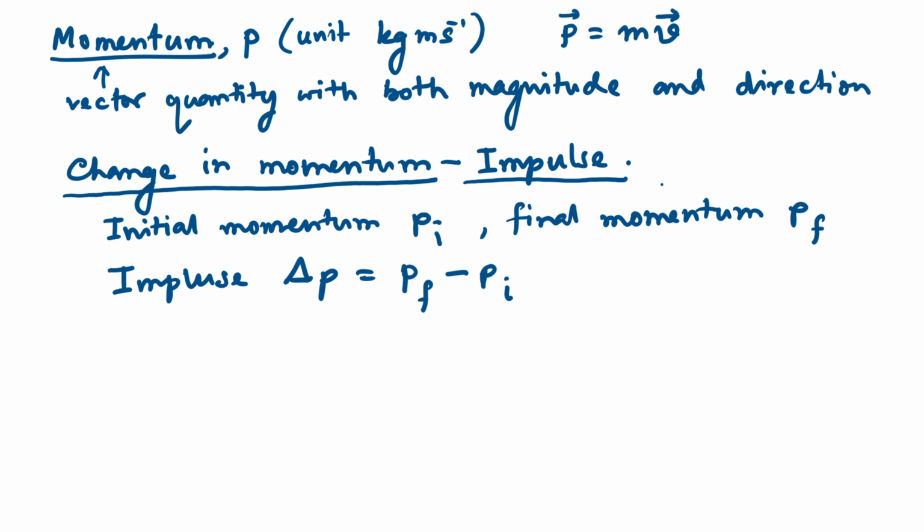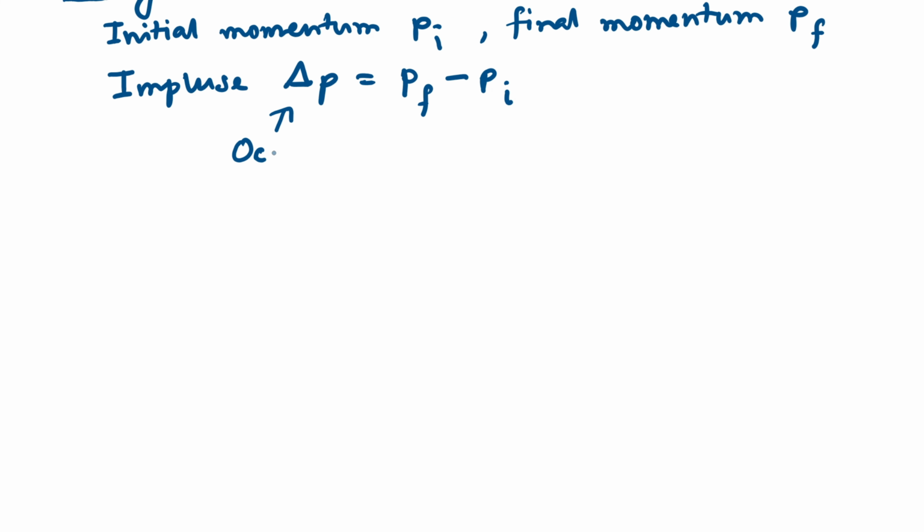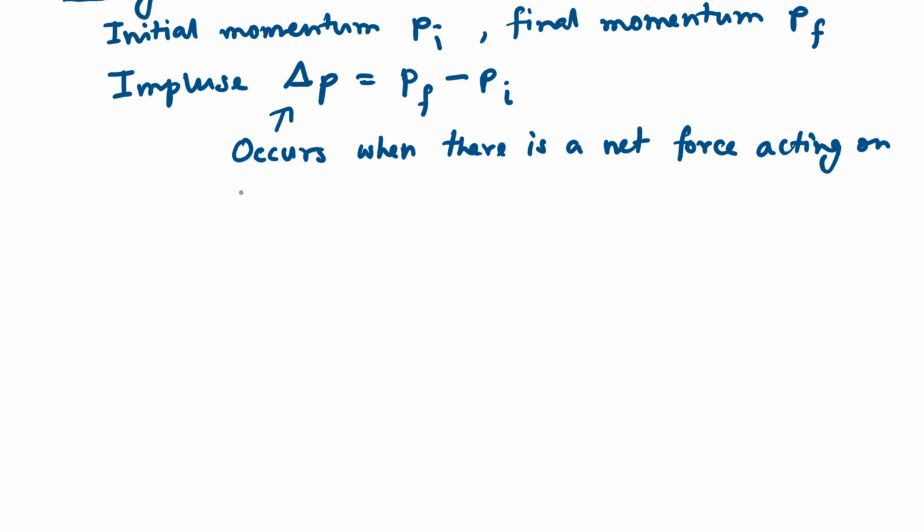And this impulse or change in momentum occurs whenever there is a net force. It could be a single force or it could be a combination of two forces, but there has to be a net force acting on the object. Okay, now this change in momentum over here, delta p, which, remember, is a vector quantity, so you have to keep that in mind when you're calculating this change in momentum.